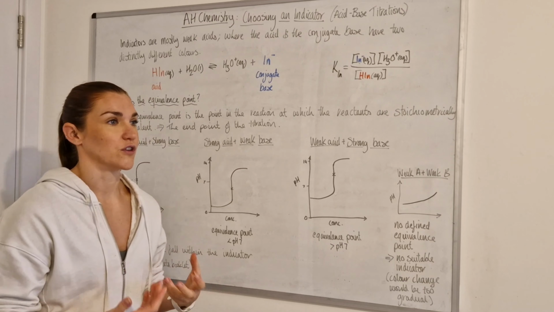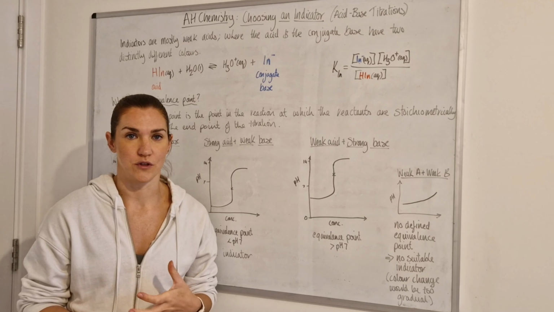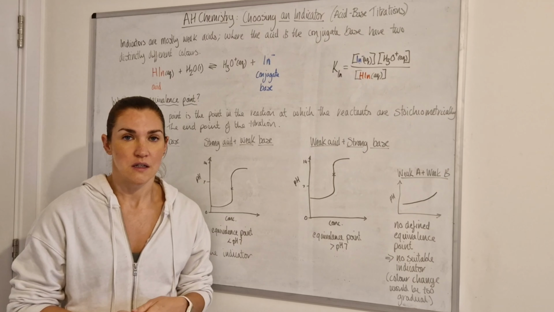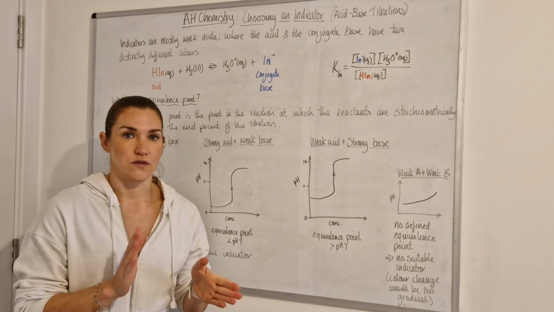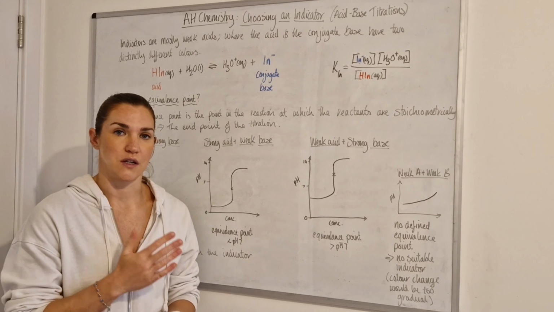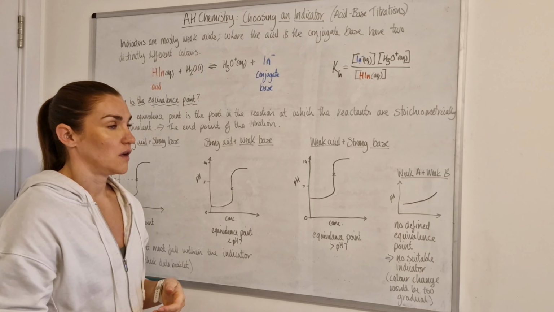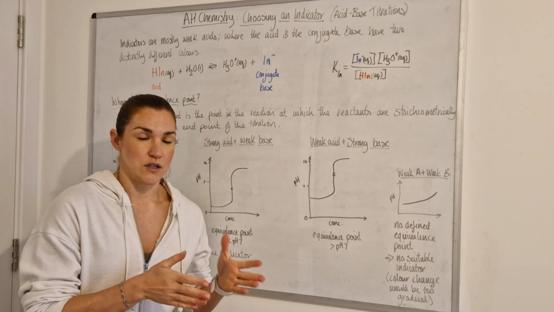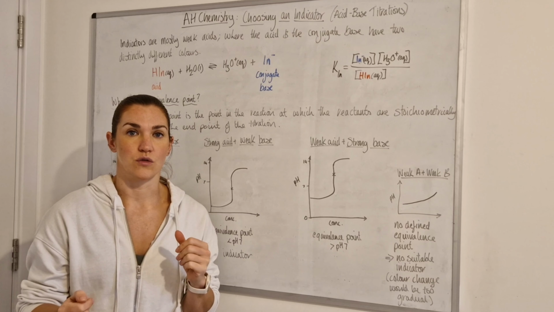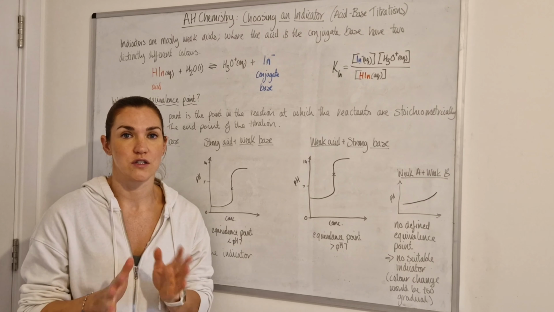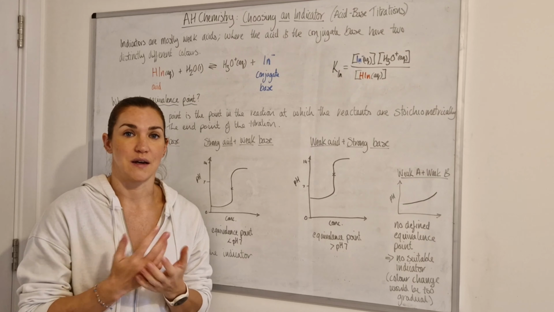So for example, universal indicator is not suitable for titrations because it has a gradual spectrum of colours that it goes between. So there's not two distinctly different colours that it can appear as, so it's not suitable to give an accurate endpoint. Whereas something like phenolphthalein will either be colourless or it will be pink. Because it only has two distinctly different colours that it can appear as, that means it can be suitable as an indicator.